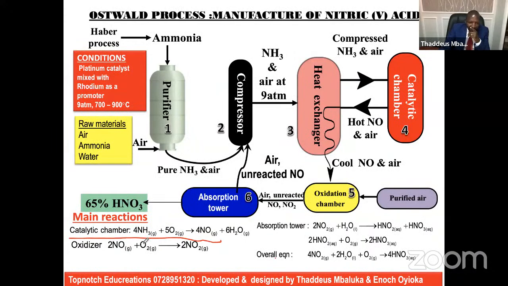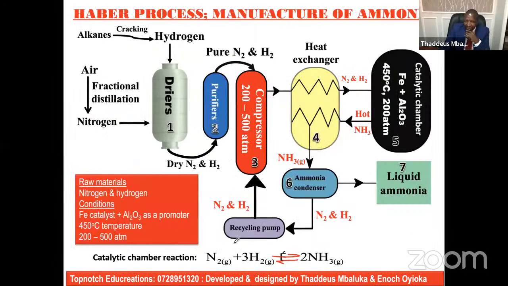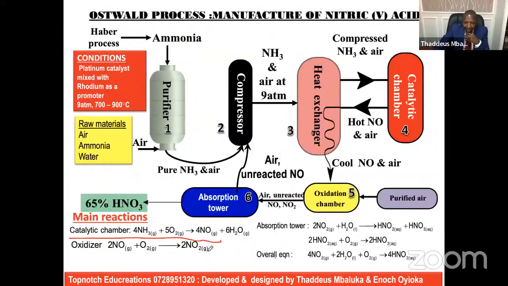If you don't know how to balance this one, I've already told students about the way of balancing this equation. But of course, I know you know how to balance that equation. So that's the first equation. And many students get confused and think we are getting nitrogen 4 oxide here. We are getting nitrogen 2 oxide in the catalytic chamber.